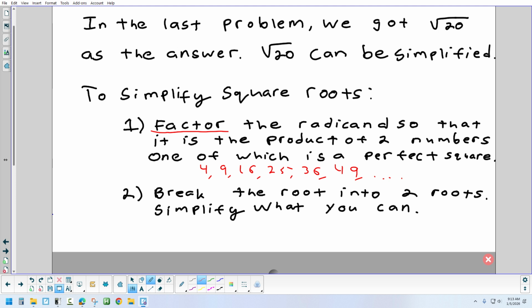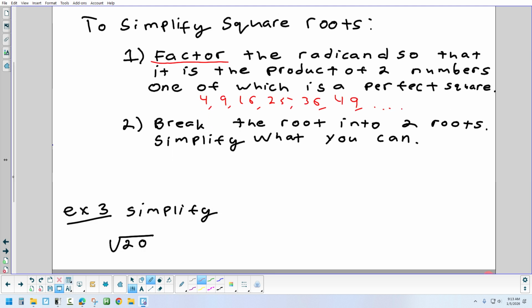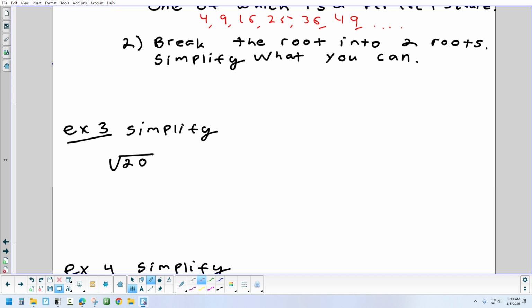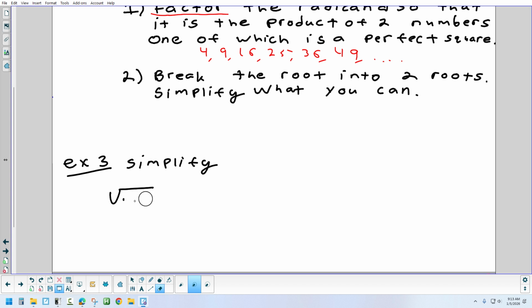So I think the first example was to simplify square root of 20, but we already did that. So let me make up a different one. Let's do square root of 12. So if you get stuck, my suggestion would be write this list down. You're probably not going to have to go too high. I'd say the highest you probably have to go is 12 times 12, which would be 144. Okay, I went up to 7 times 7.